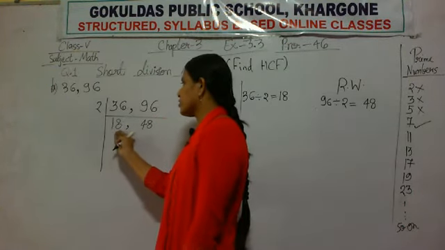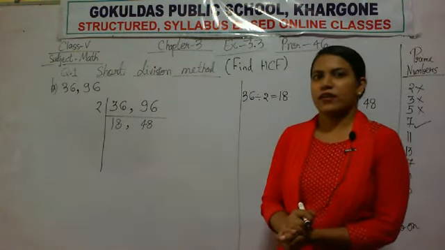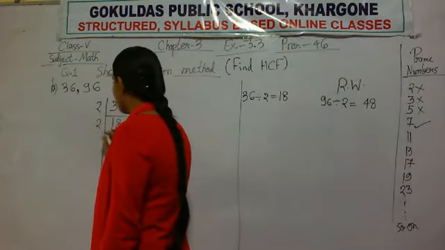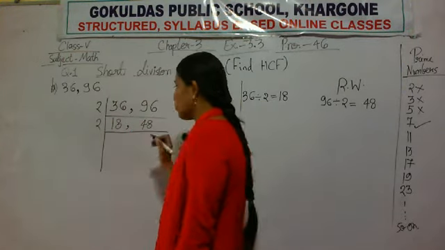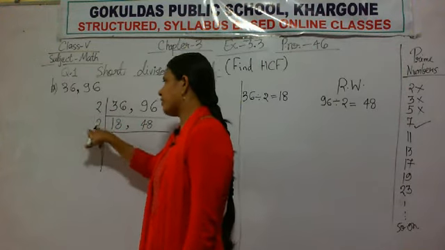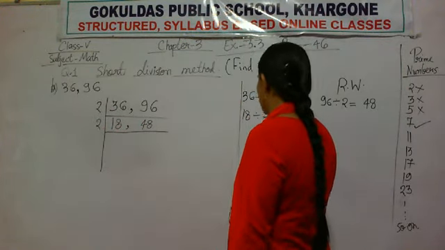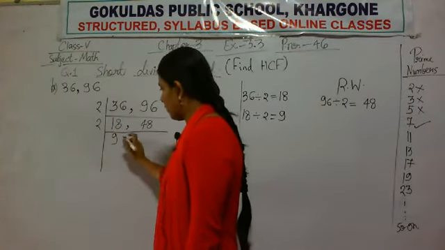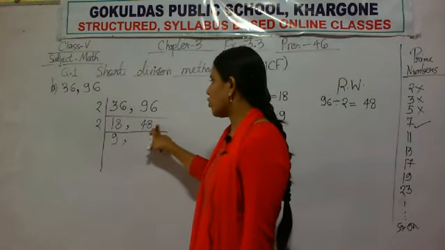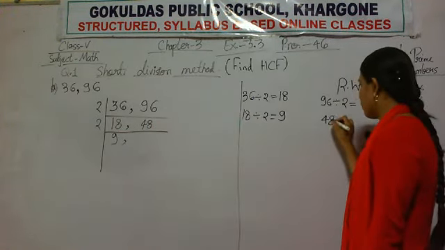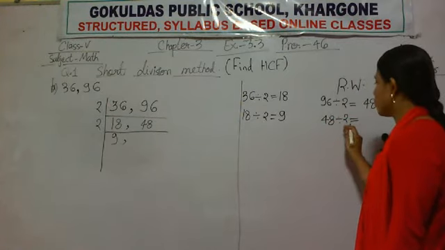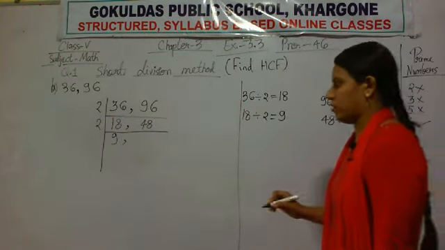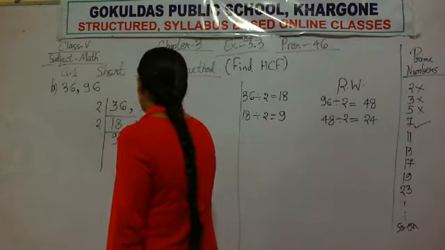Now I have two new quotients, 18 and 48. Now both these numbers are even, so I will divide it by 2. I will divide it by the smallest prime number, which is 2. Now when I divide 18 by 2, my quotient is 9. So I will write this 9 below the 18. Then I will again copy down this comma. Now my new number is 48. 48 divided by 2. So when I divide 48 by 2, my new number is 24. Now I will write 24 over here.